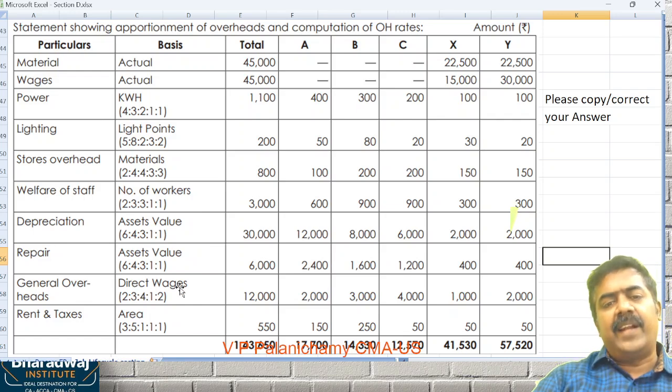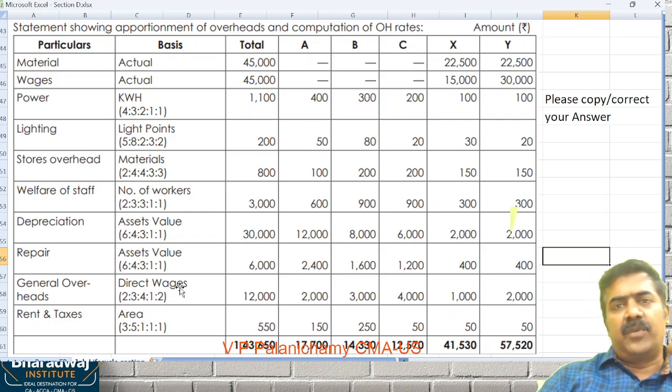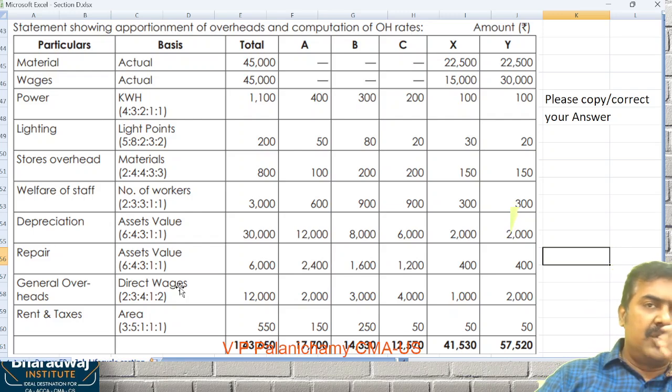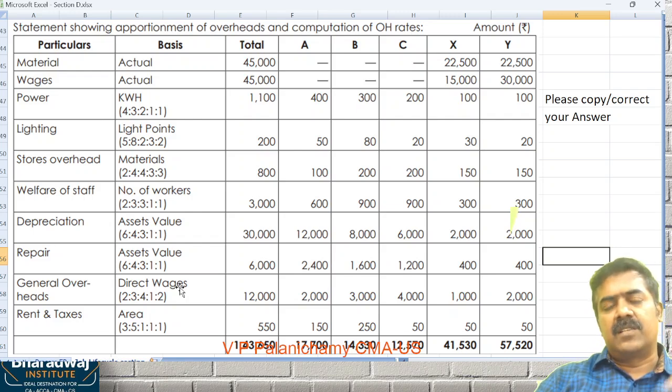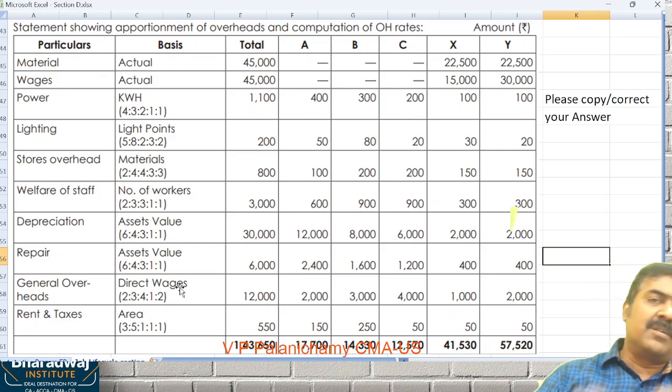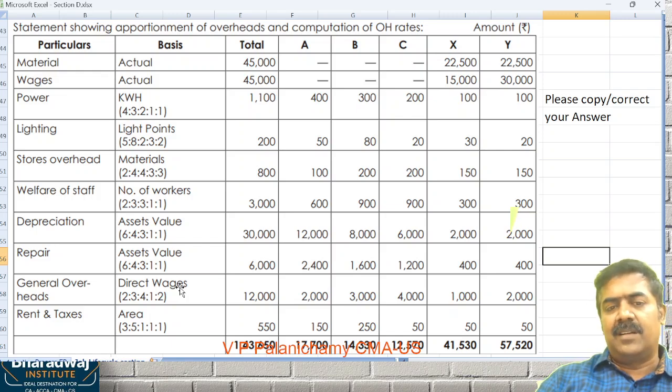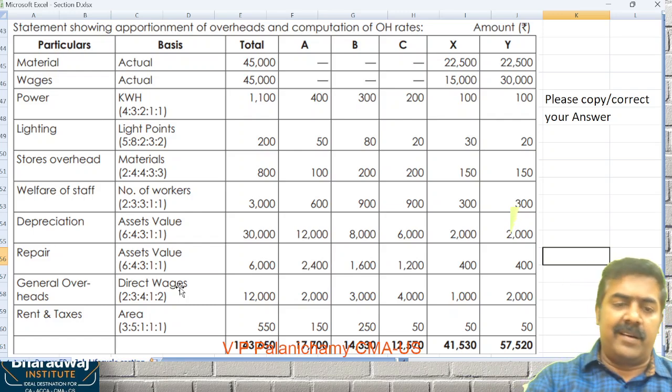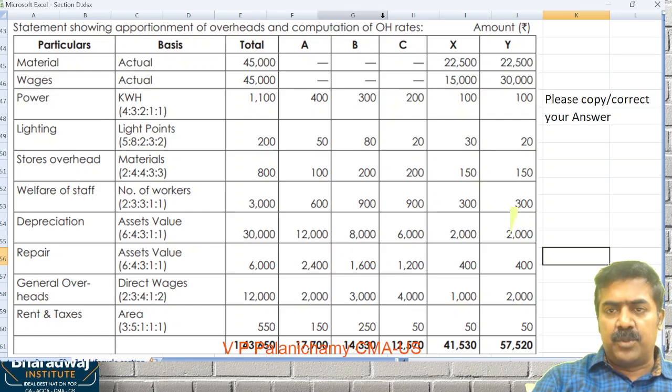General overheads, why direct wages? In factory, wages are influenced by the volume of work done. So more work, more wages. So general overheads also in the factory, more work, more overheads will come. That's why direct wages and general overheads are related. Rent and rates based on area. This is called as primary distribution.